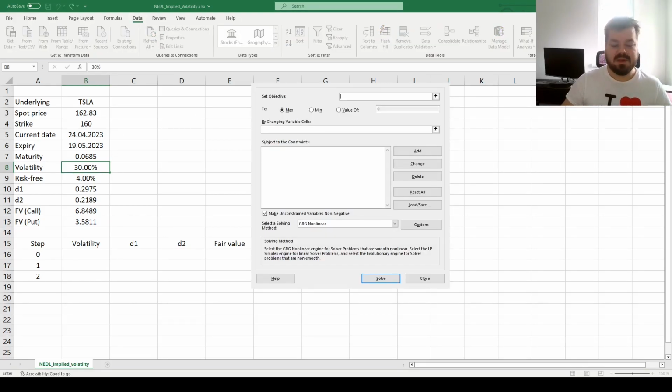In Solver, we need to specify our task. Let's say we are calculating the implied volatility based on the call option at the strike price of 160. So we want our fair value of the call, that is just calculated in cell B12, to be equal to 11.9, which is exactly the market price that we observe. And we can only change the volatility that we have guessed initially.